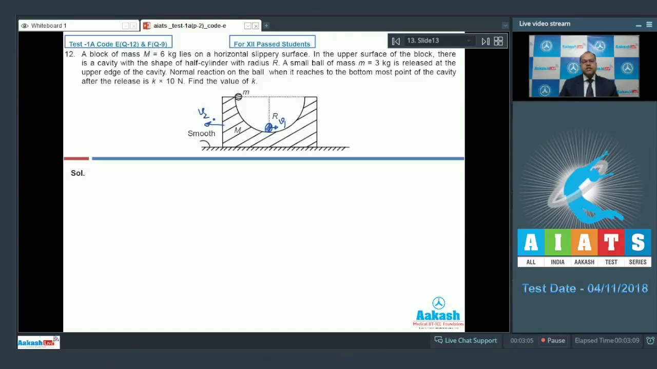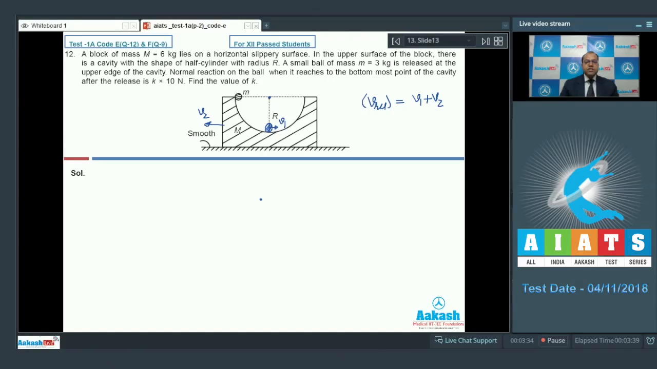Since there is no horizontal force acting on the system in the x direction, the momentum in the x direction is conserved. Or I can calculate the relative velocity of the ball with respect to the center of the half cylinder, which is equal to v1 plus v2.